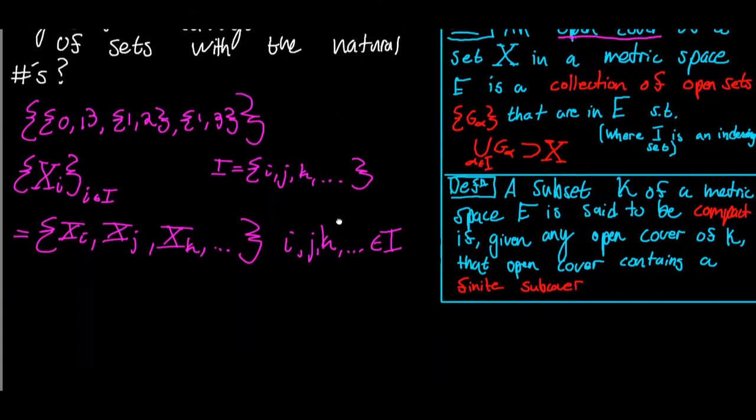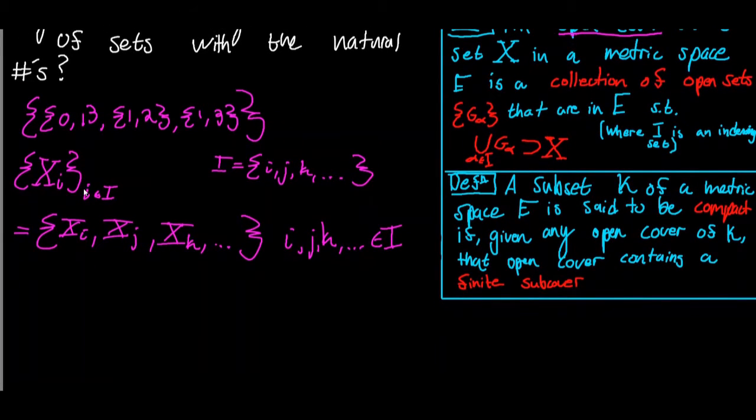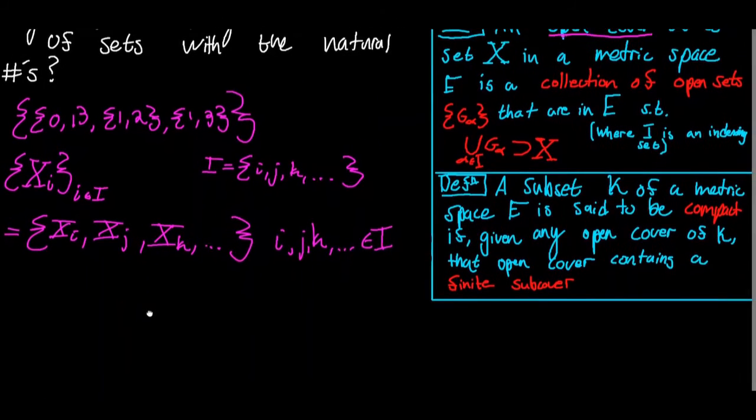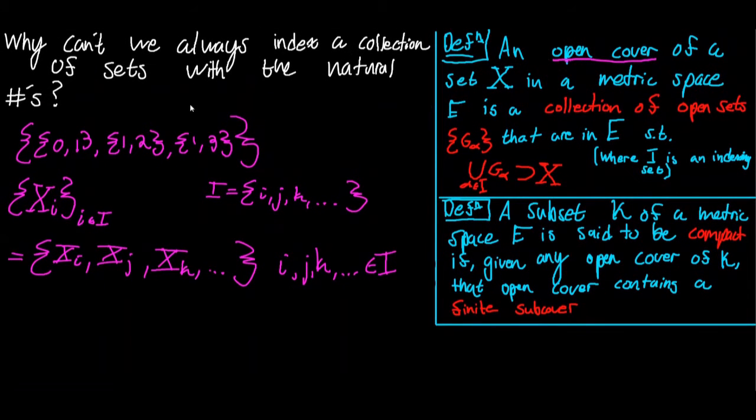So our indexing set is just a way to index, that is specify, which x sub i's I'm talking about, or rather to identify each x sub i in this collection of sets. But as I hinted to earlier, the question is: why can't we always index a collection of sets with the natural numbers?